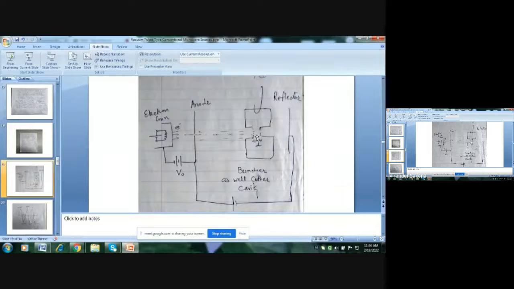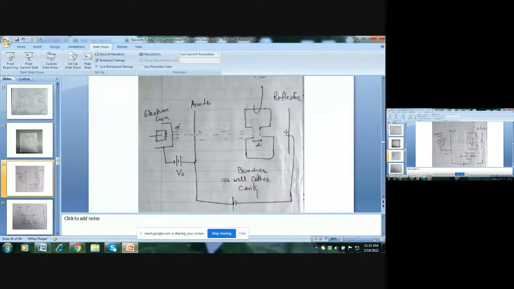is used as a buncher cavity, meaning for the velocity modulation, and as a catcher cavity, meaning to extract the power from the electrons, the same cavity. But during the motion from left to right, this first grid is at negative potential, and at the same time this second grid is at positive potential.